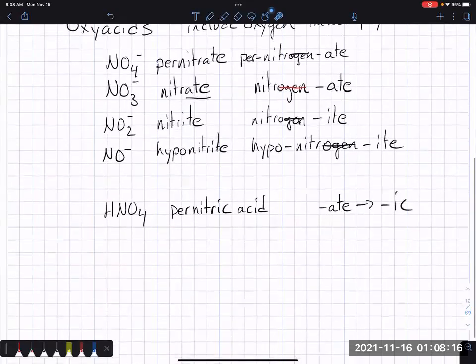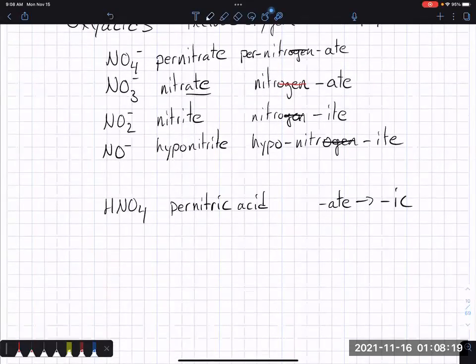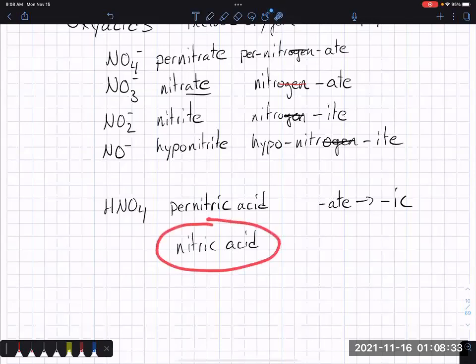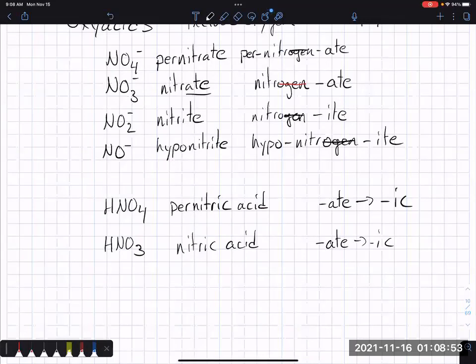So if I was to give you a name, for example, nitric acid, or if you saw nitric acid on an exam, you would know that this is not a binary acid because it does not include hydro in front. And so here we're doing the same thing, ATE to IC, but we're leaving the per off. So that means that we have HNO3 as just the ATE form.